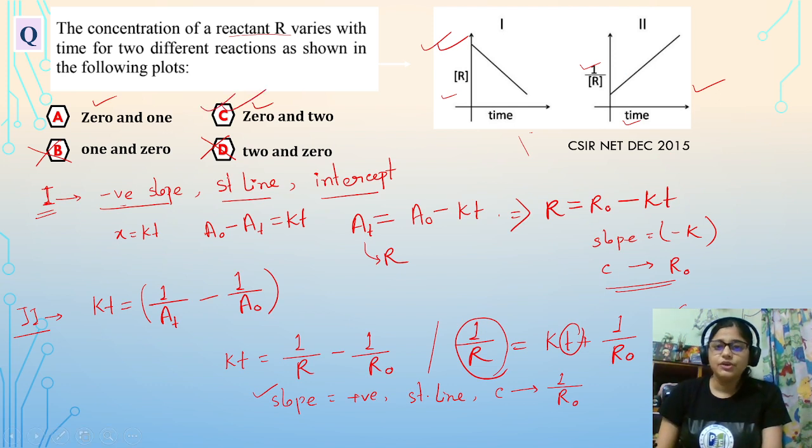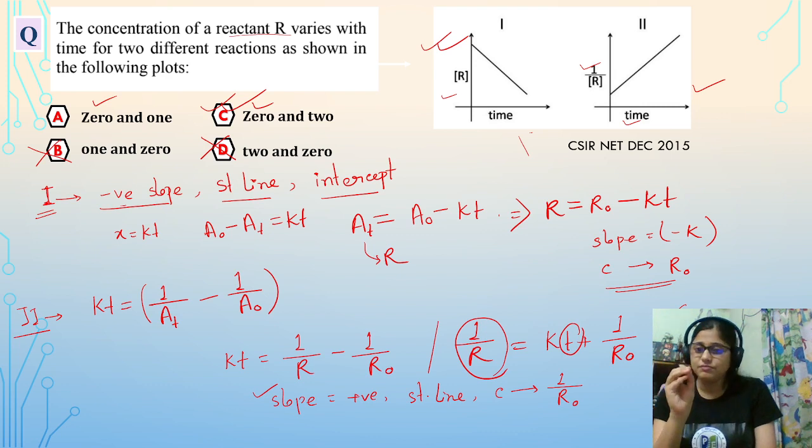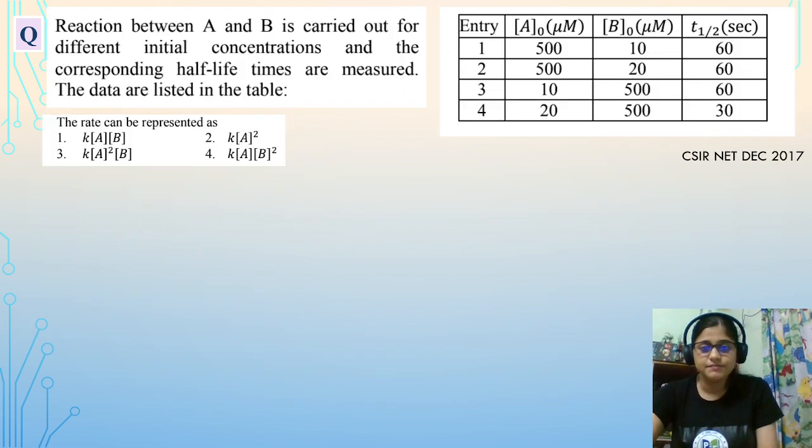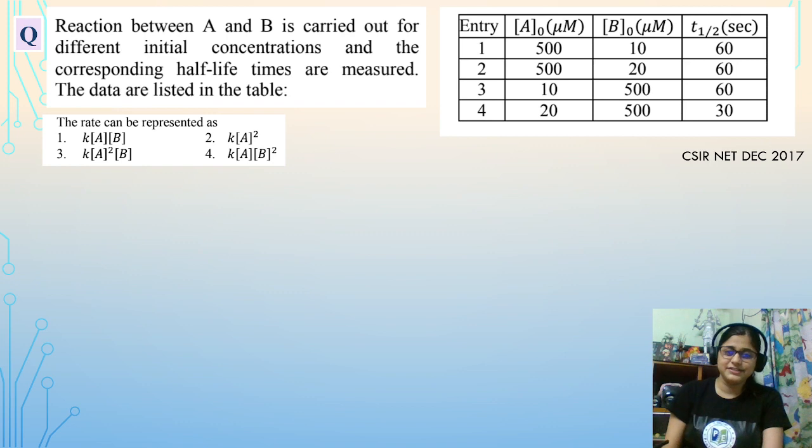So you have to first catch from which integrated rate law equation we can get this kind of graph. A clear knowledge is important here. Very important, interesting questions these are, right? Okay, let's see this question.